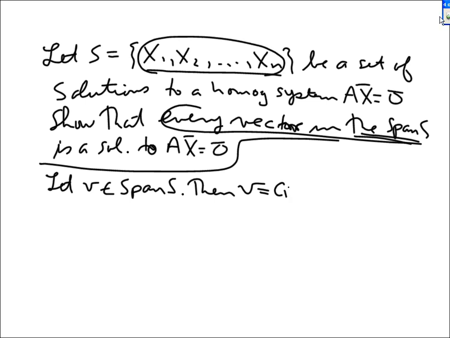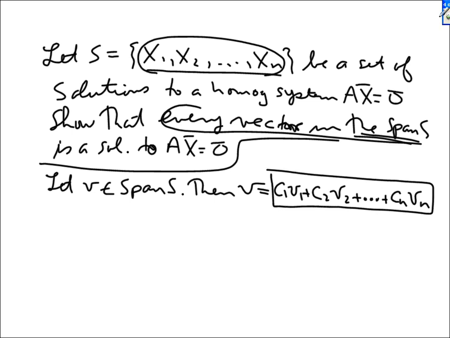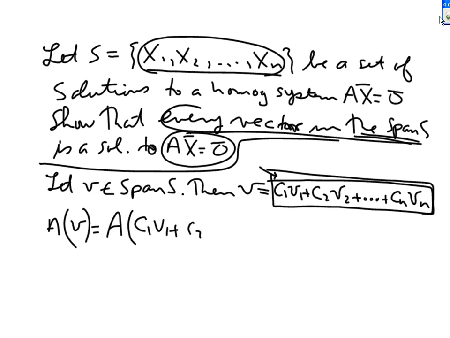So V is C1 V1 plus C2 V2 all the way up to Cn Vn. So here is an arbitrary vector in the span of S. And every vector in the span of S is a solution to this equation. A times that vector, A times V, that is A times C1 V1 plus C2 V2 all the way up to Cn Vn, should be a solution. That is, this should equal 0. Does it equal a 0 vector? That's what we want to find out.